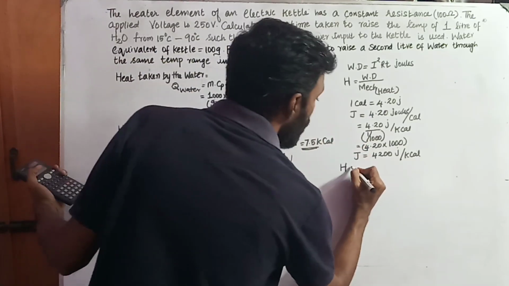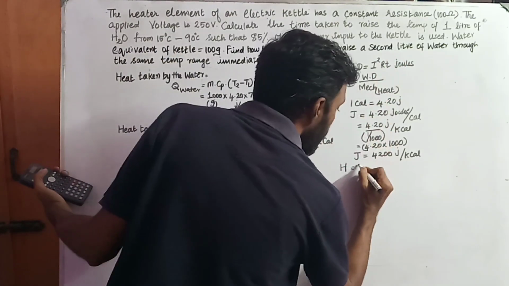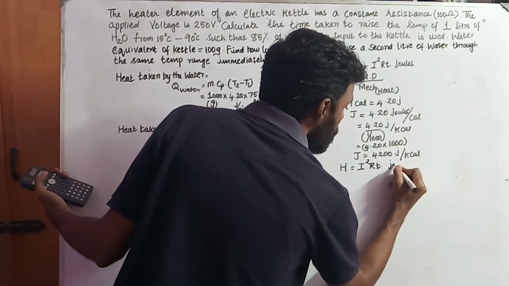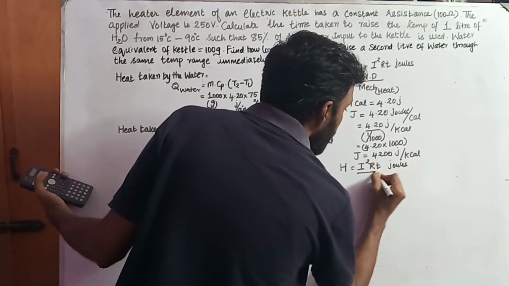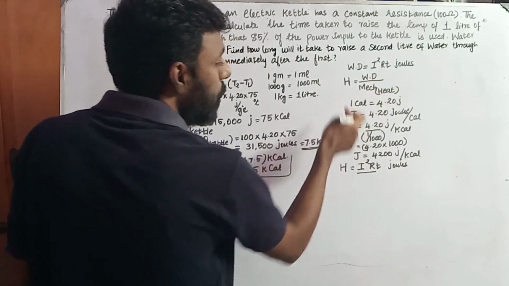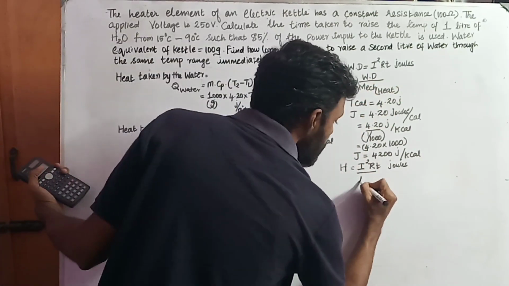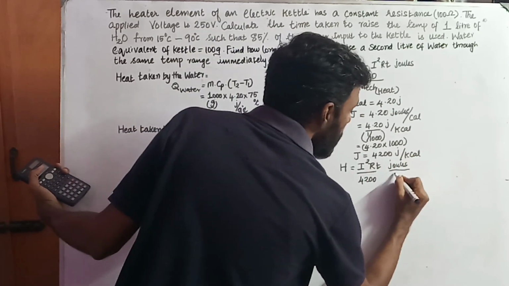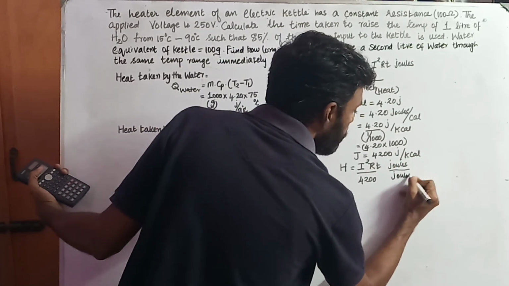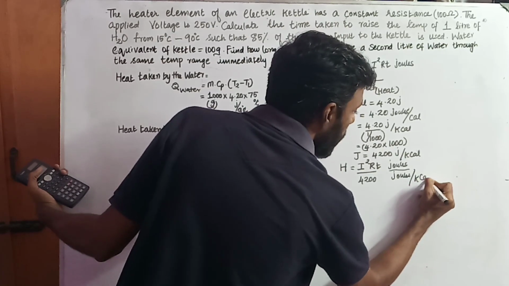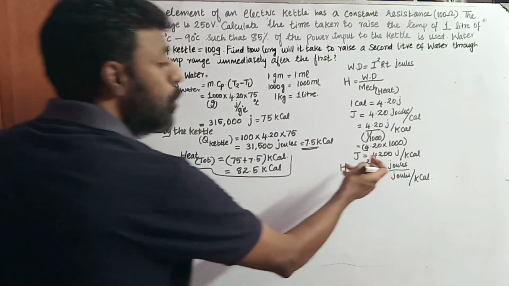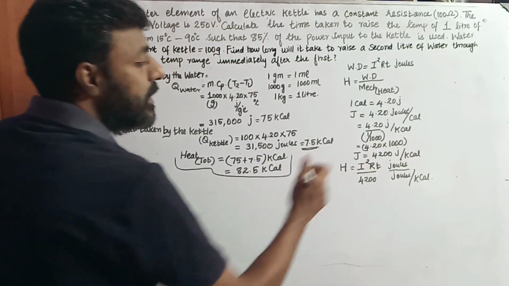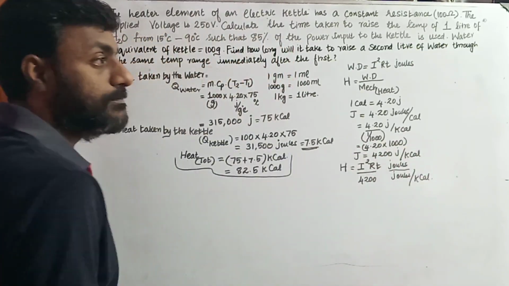So H is equal to, what is work done? Work done is I squared R T, expressed in joules, divided by the mechanical equivalent of heat, J, that is 4200. The unit of 4200 is joules per kilocalories. So if I simplify this, the unit joules will get cancelled.